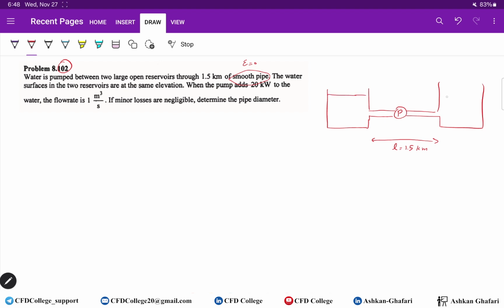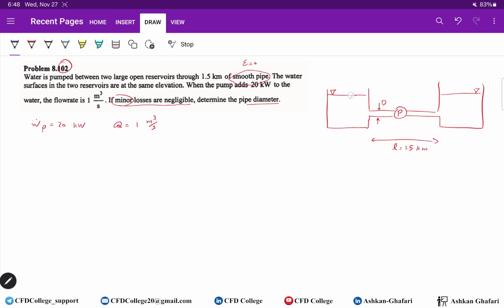So here are the water surfaces. When the pump adds 200 kilowatts, so we know the net power of the pump is 200, I said 20 kilowatts, to the water, the flow rate equals 1 cubic meter per second. If the minor losses are negligible, determine the pipe diameter. Here again, the minor losses are negligible, not the major loss. Determine the pipe diameter. So we don't have this diameter.